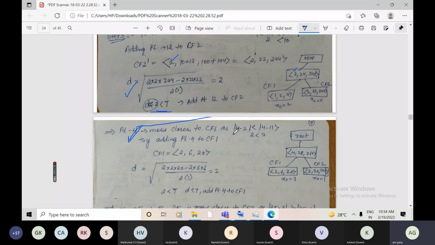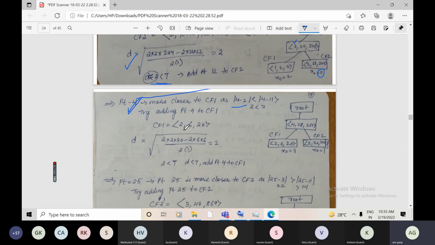Now the distance of 4 from here: 4 minus 2 and 4 minus 11. You should take this centroid value. 4 minus 11 is more, 4 minus 2 is less. That means the distance from CF1 is less, so you need to add this point to CF1. Okay, we will see when we have to take one more branch, but till now, we are able to do with these 2 branches only.